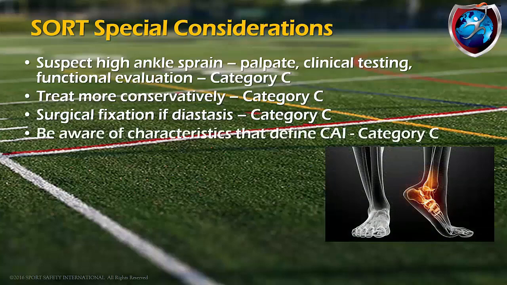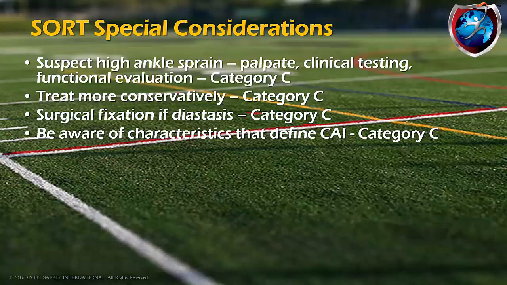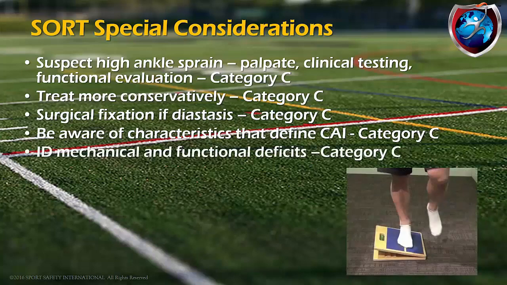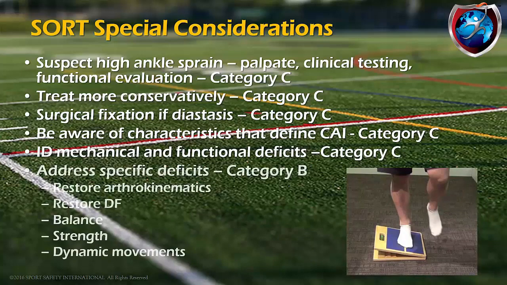Clinicians should be aware of characteristics that define chronic ankle instability. Several instruments may be used to identify patients with CAI and quantify severity of the condition. Mechanical and functional deficits in patients with CAI should be identified. Intervention strategies should address specific deficits in patients with CAI. Restoration of normal arthrokinematics and restored dorsiflexion may be beneficial. Strategies that focus on balance, strength, and dynamic movements with changes in direction may be effective in reducing risk of recurrent sprains in patients with CAI.